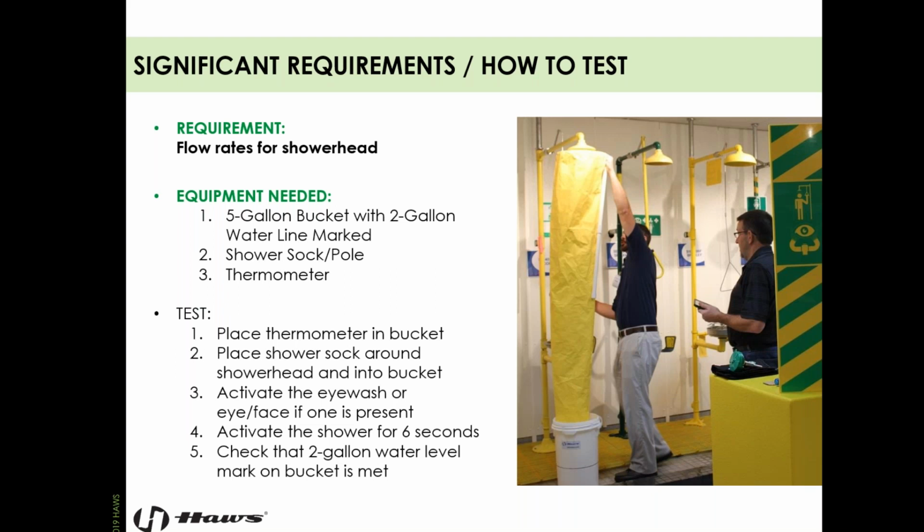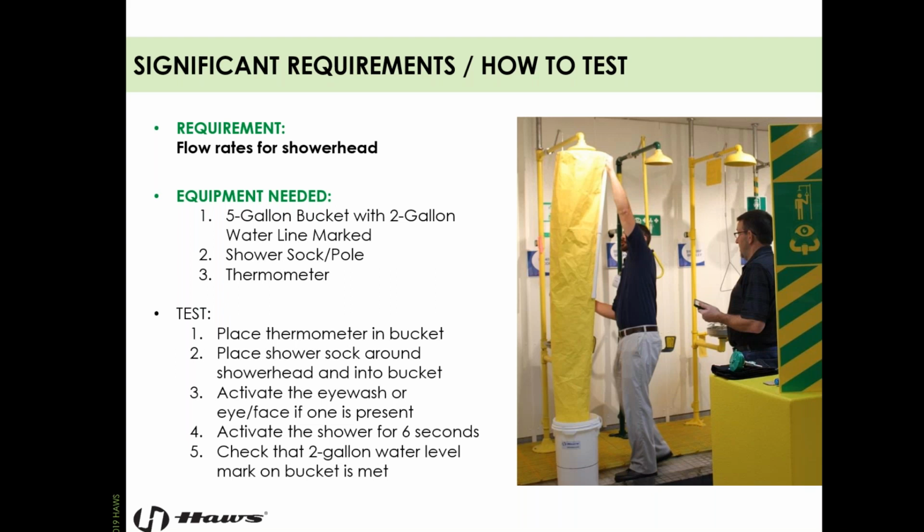Place the shower sock around the shower head firmly. You're dealing with 20 to 30 GPM that's going to come out of that thing. It'll surprise you the first time. And make sure it's tucked into the bucket. Activate the eye wash or the eye face wash if one is present. We want that running while we're testing the shower, right? Because ultimately simultaneous use is what we're trying to accomplish.